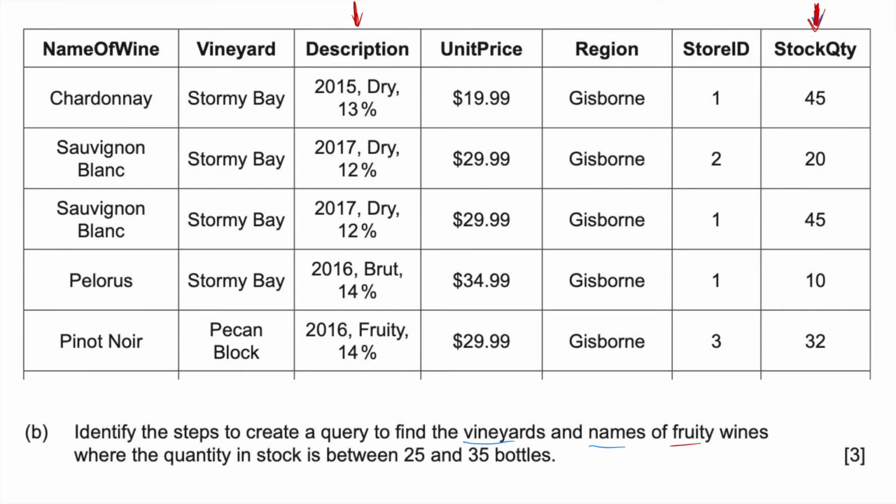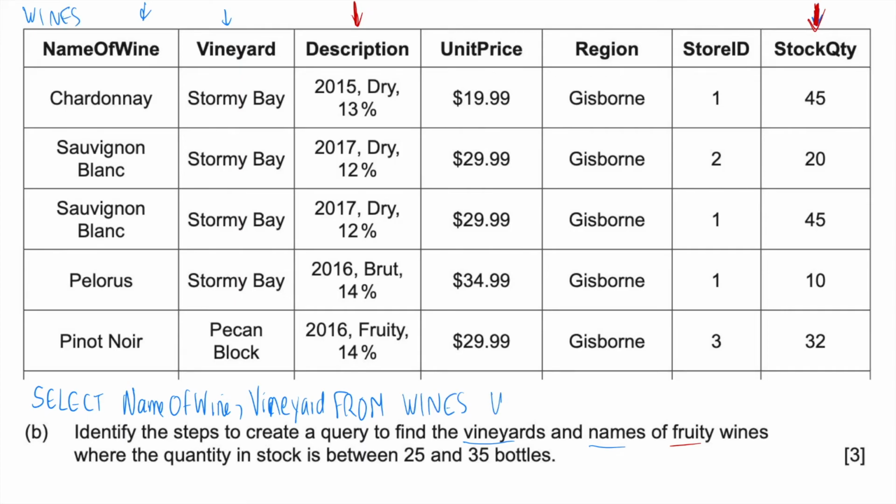And let's see where the quantity in stock is between 25 and 35 bottles. We want to print out the vineyards and names. So, okay, we want to print out the vineyard, and it's going to be in blue, and names. So we're going to do SELECT name of wine, comma, vineyard, FROM, I don't remember what the name of this table is, but we'll just call it wines. We'll call this table wines, WHERE.